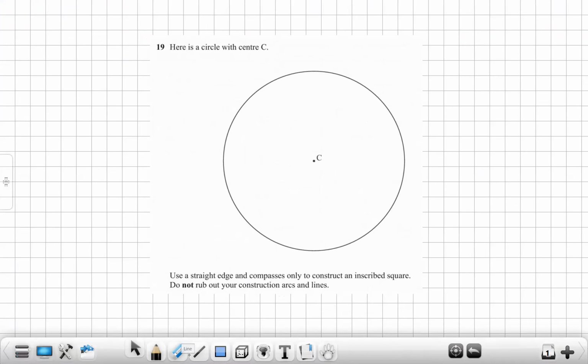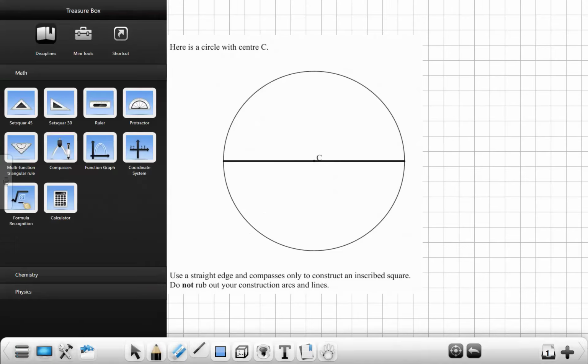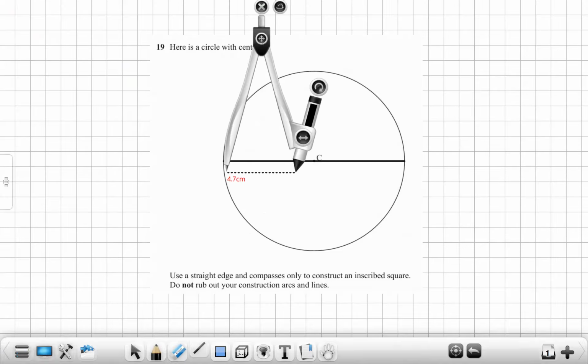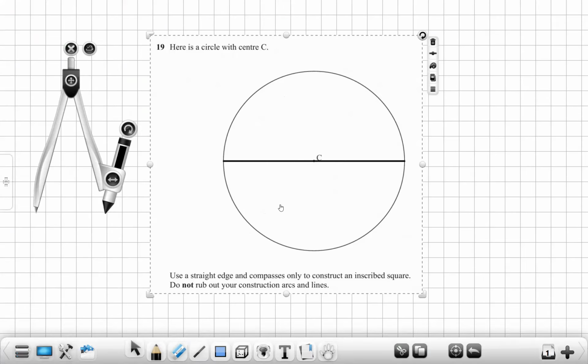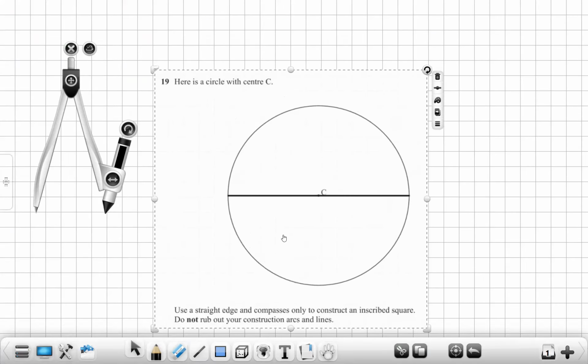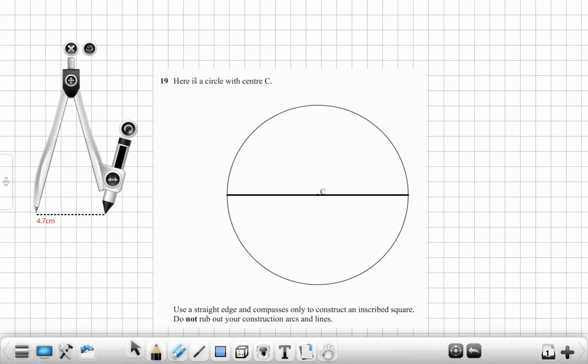To construct a perpendicular bisector, first you must draw a diameter over here. And then you need to get the perpendicular bisector. So getting the perpendicular bisector, you need to open your compasses more than the half. So let me get this down a little bit. Here we go. So open your compasses more than the half.